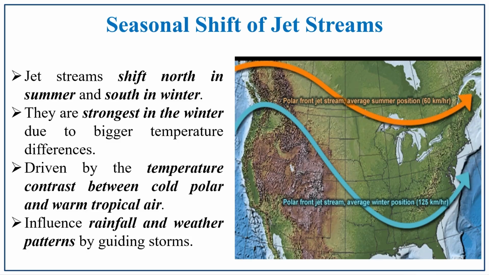Seasonal shift of jet streams. The seasonal shift is a shift to the north in summer and to the south in winter. So there is a shift. This shift is mainly because of the heating process.